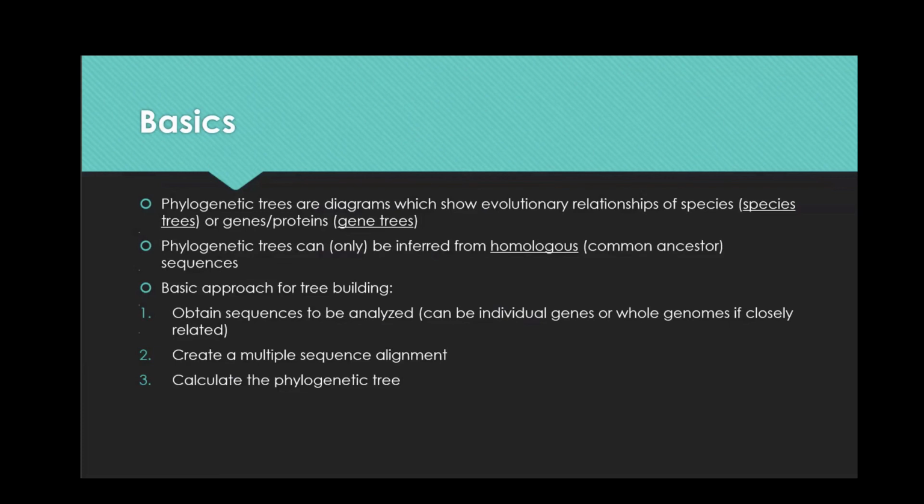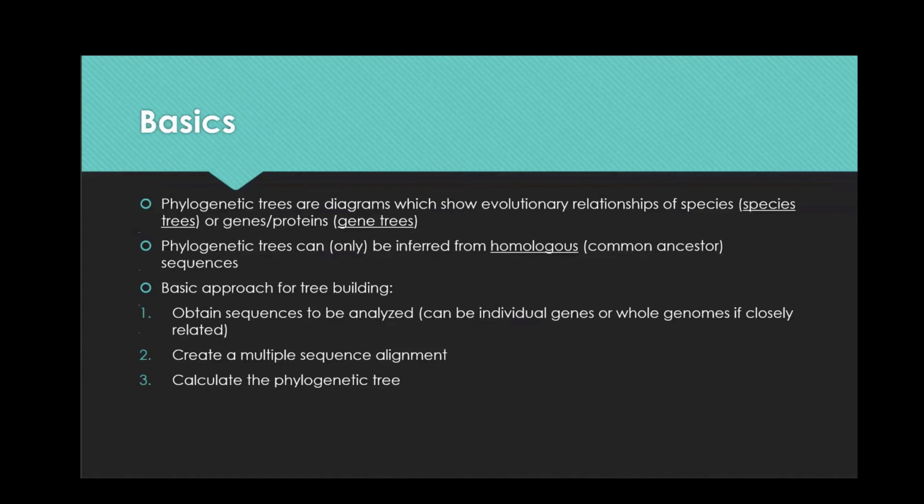So, the basics. Phylogenetic trees are diagrams which show the evolutionary relationship of species or genes and proteins. If your tree is made of species, it's called a species tree, or it can be a gene tree. For any given family or species, they don't have to be the same. The species tree can look different from the gene trees due to gene duplication or gene loss.